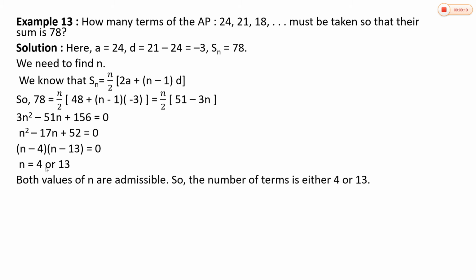You will get two values for n as 4 and 13. Here both the values of n are admissible. So the number of terms is either 4 or 13. That means if you add the first 4 terms, you will get the sum as 78, or if you add the first 13 terms also, you will get the sum as 78.